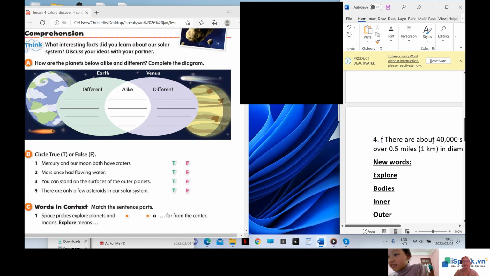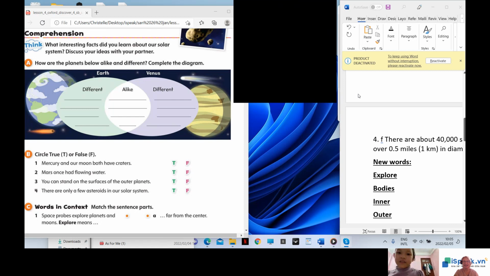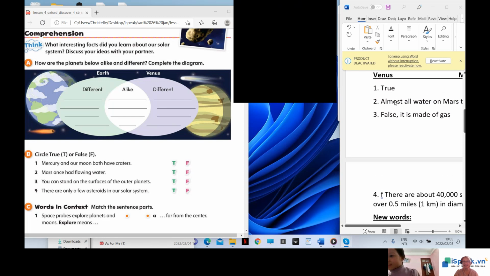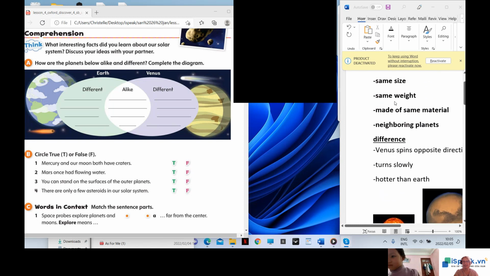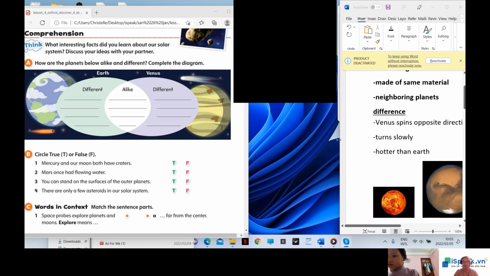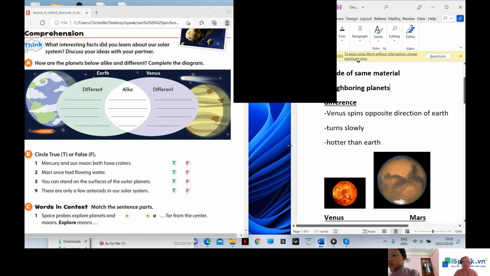Oh, I'm going to quickly close this. What are the differences? Earth has water and Venus is more hotter. Oh, let's see what we can see. Yeah. Venus spins the opposite direction of the Earth. It turns slowly. Did you know Venus is hotter than the Earth? No. Did you know that?